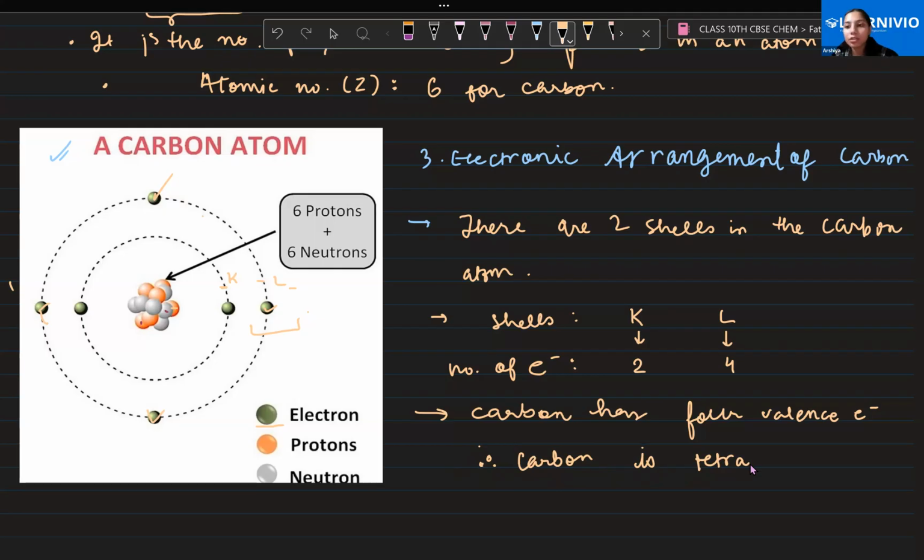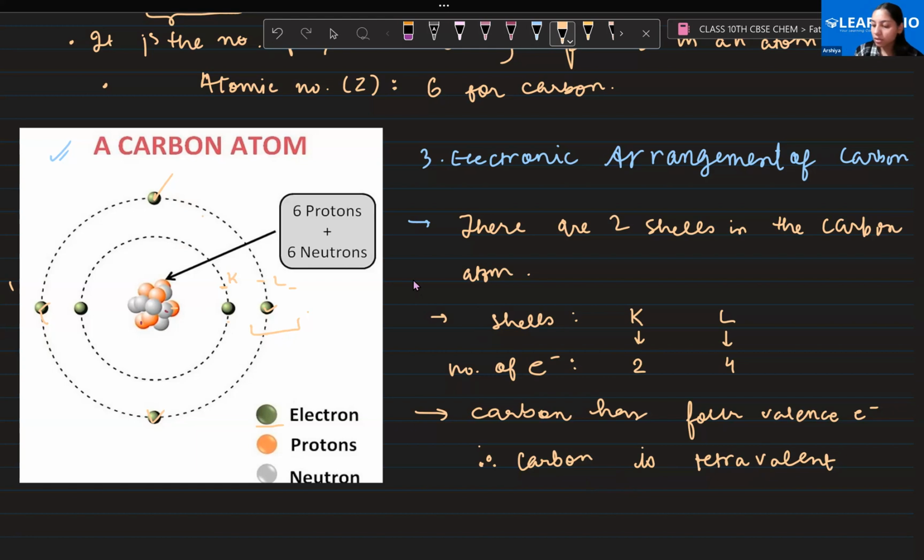There might be some questions in your exams, like: explain why carbon is tetravalent. You can simply explain that because there are a total of six electrons in carbon, and in the outermost shell four electrons are available, and therefore it is tetravalent. Also, in the figure you just made, include the K and L. Done. Okay, so now we are done with the four valence electrons.